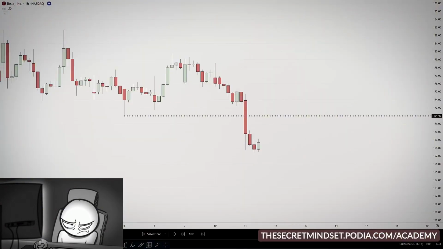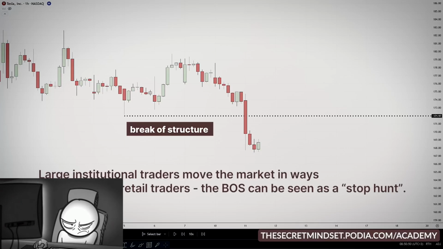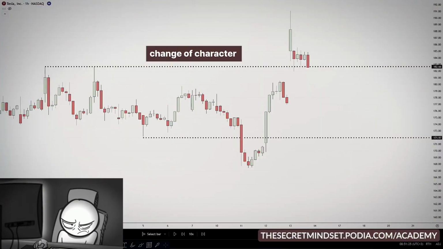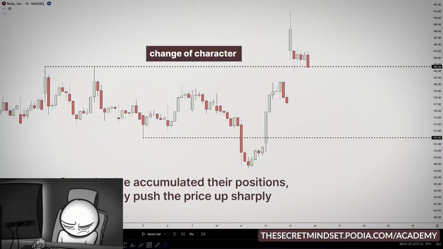So this price action strategy is mainly based on simple market structure movements. It assumes that large institutional traders move the market in ways that often trap retail traders. The initial downtrend and break of structure can be seen as a stop hunt. Large players push the price down, triggering stop losses of buyers. This allows them to enter long positions at better prices. Once they've stored their positions, they push the price up sharply, resulting in the change of character.